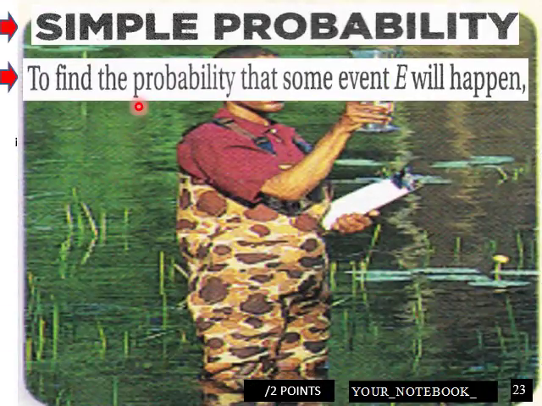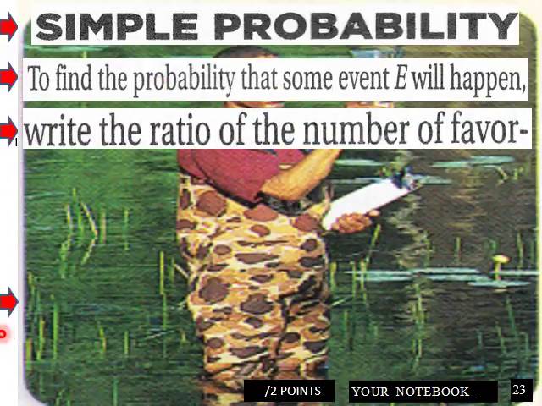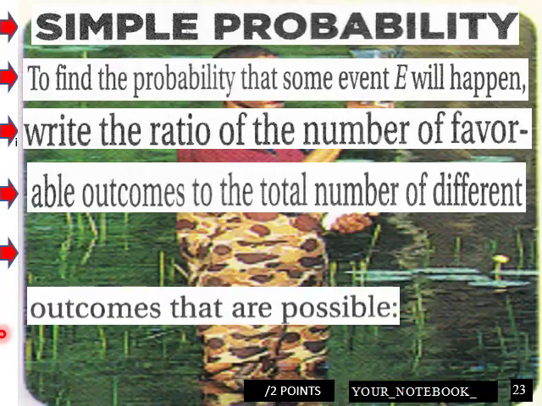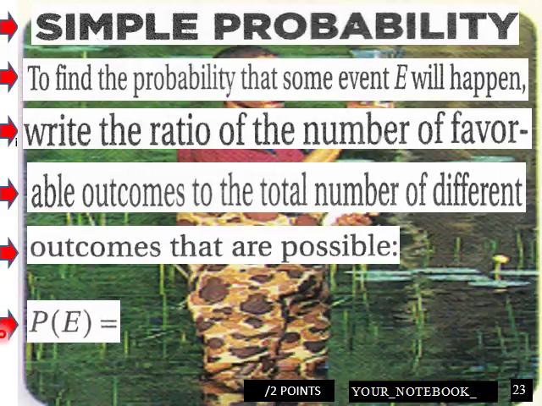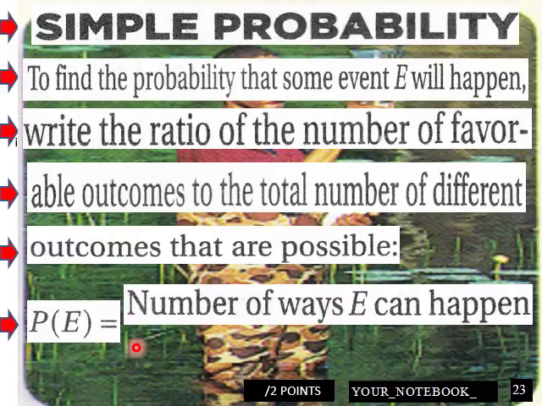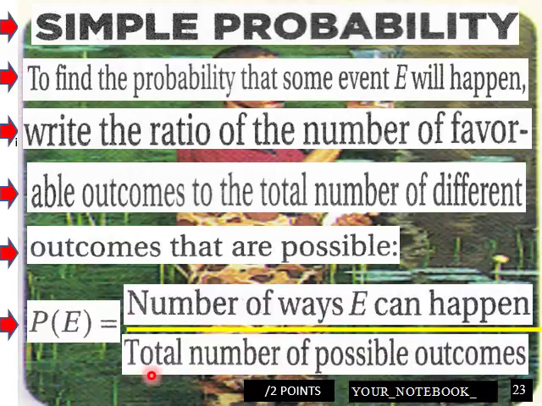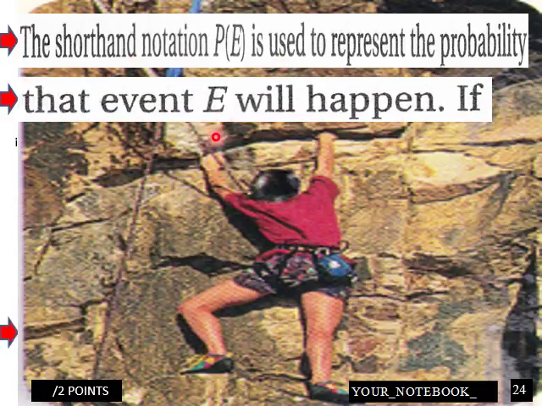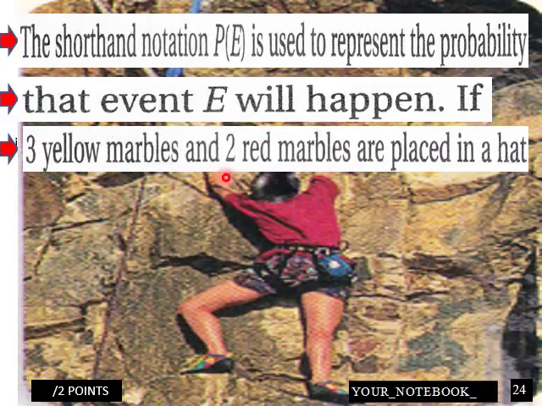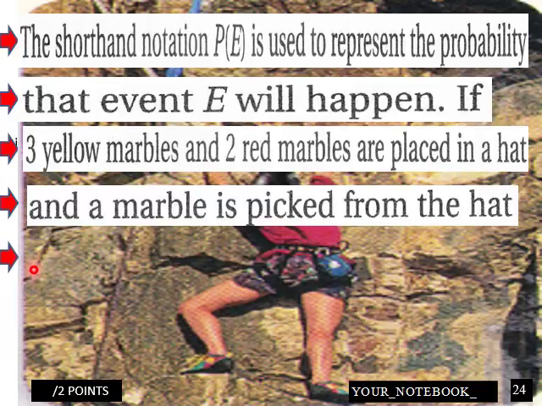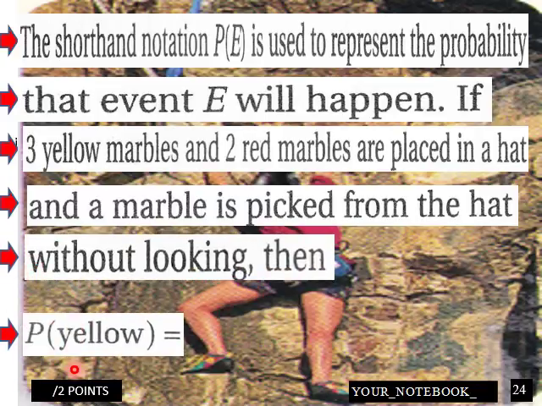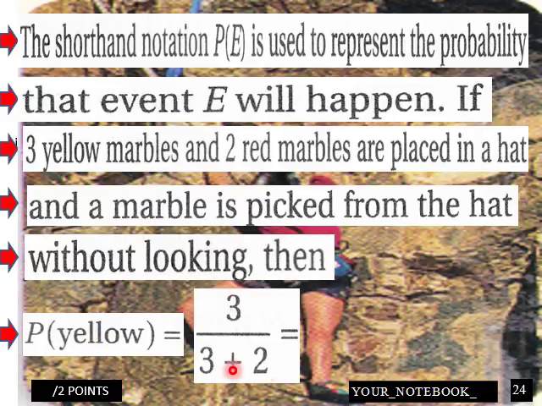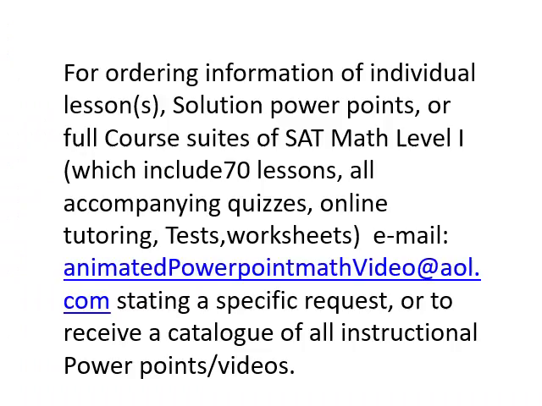Simple probability: to define the probability that an event E will happen, write the ratio of the number of favorable outcomes to the total number of different outcomes that are possible. So the probability of E equals the number of ways that E can happen divided by the total number of possible outcomes. The shorthand notation P(E) is used to represent the probability that event E will happen. If 3 yellow marbles and 2 red marbles are placed in a hat and a marble is picked from the hat without looking, then the probability of yellow equals 3 over 3 plus 2, which is 3 over 5.